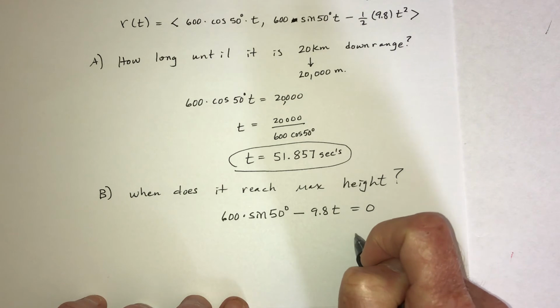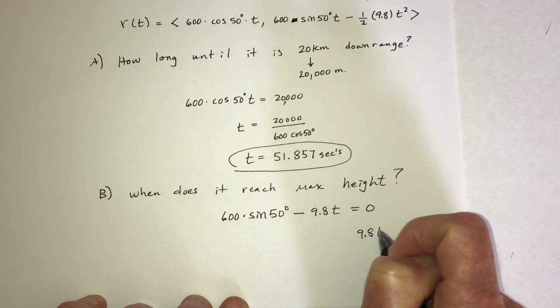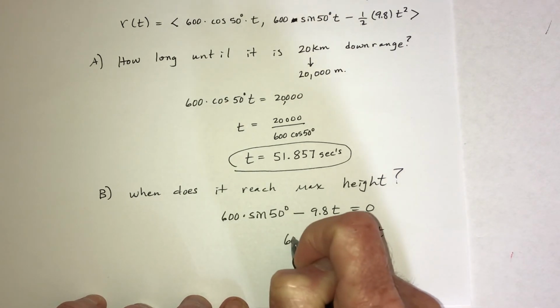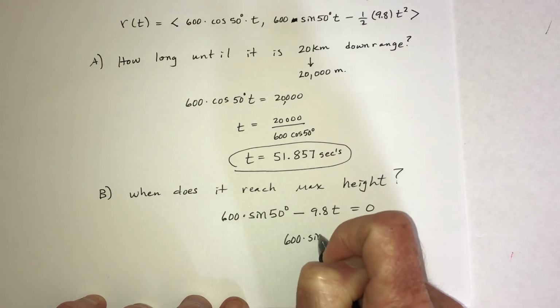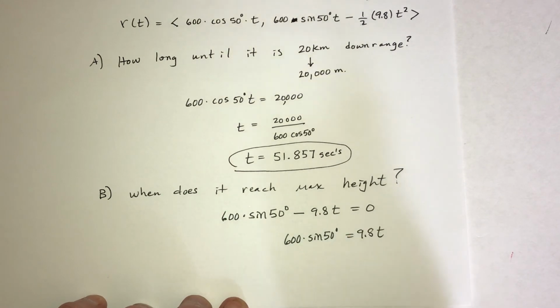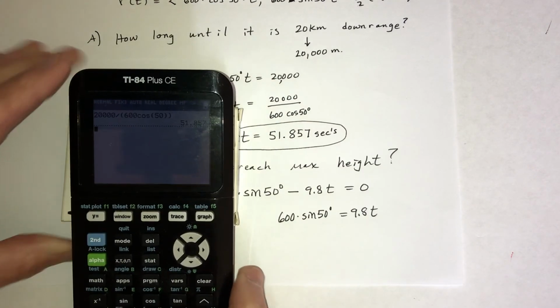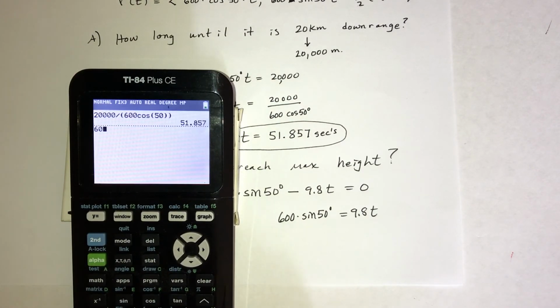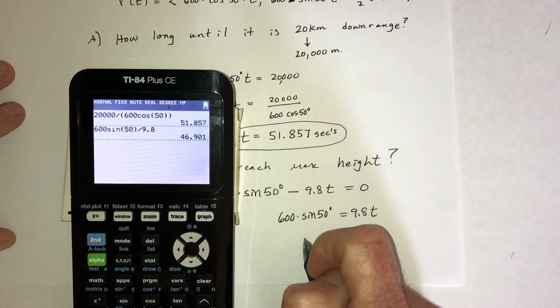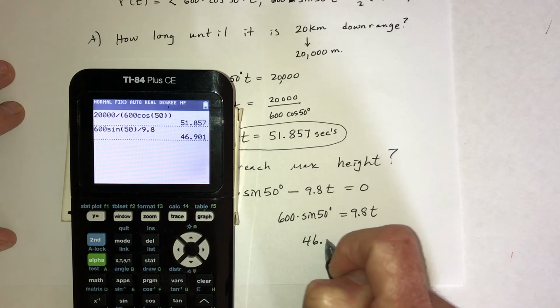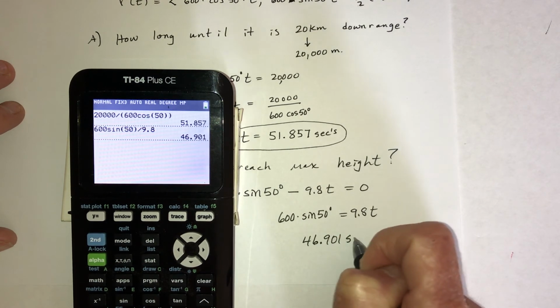So then I could add the 9.8t to both sides, and then divide both sides by 9.8. So a 600 sine of 50 degrees gets divided by 9.8. So it's going to be 46.901 seconds.